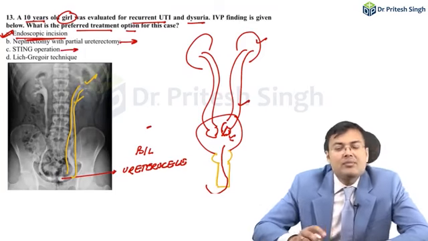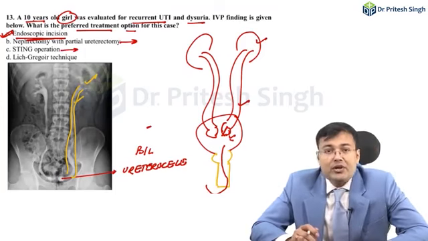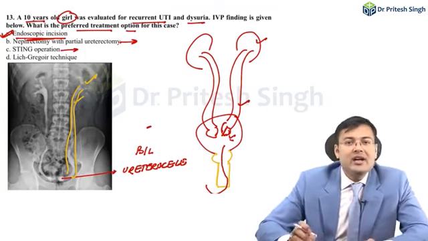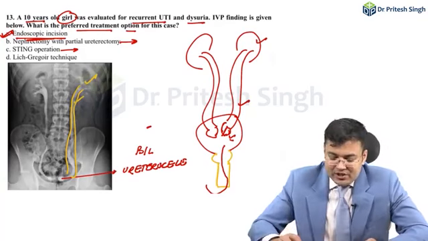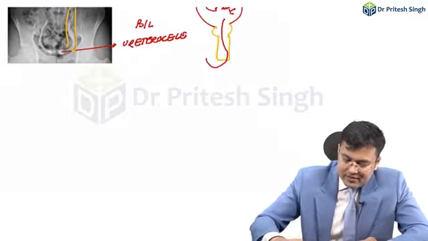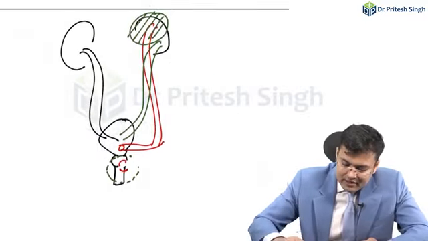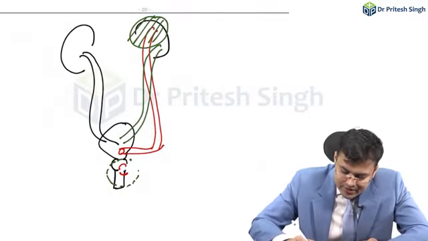What is this sting operation? This is subureteric transurethral injection of Teflon paste, and it is done in duplication of ureter, especially for this lower pole ureter to prevent VUR.